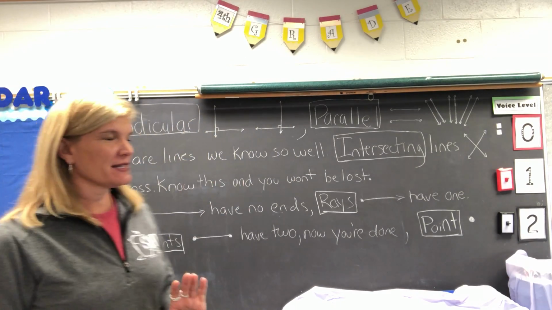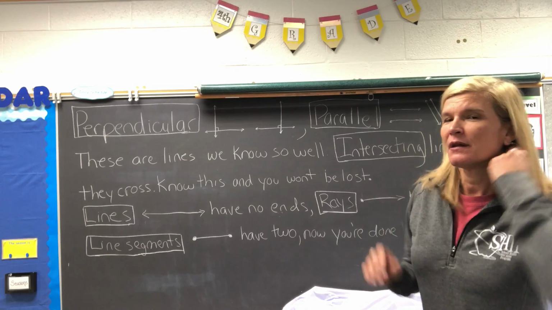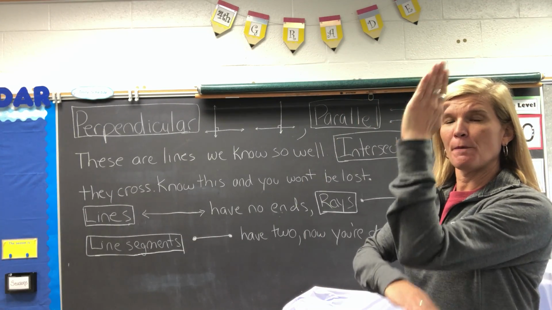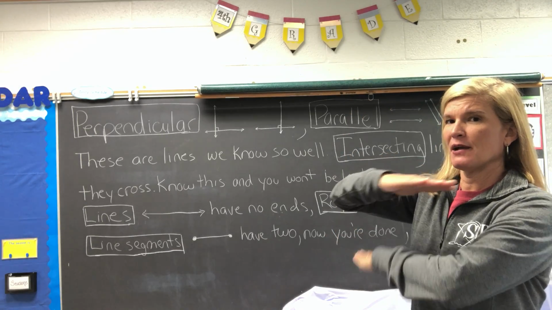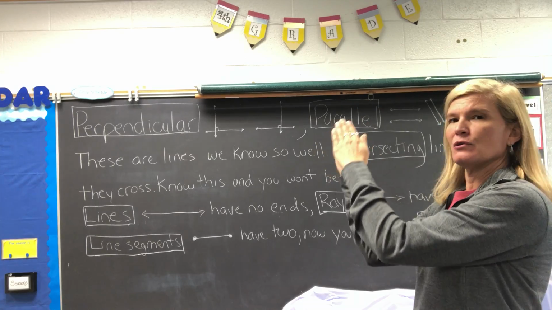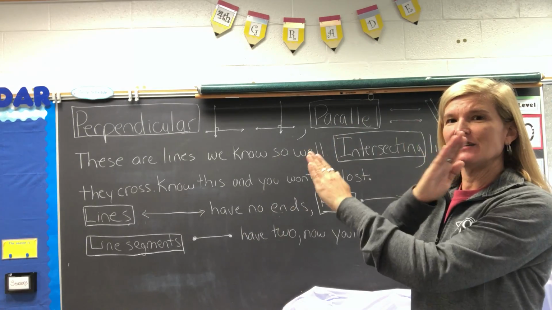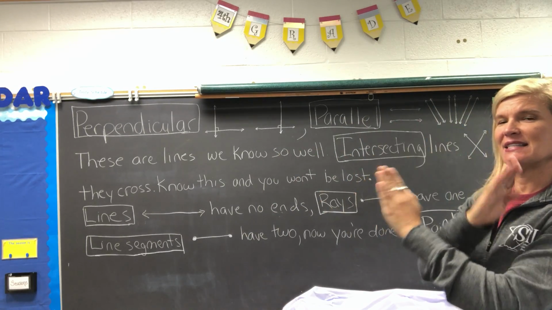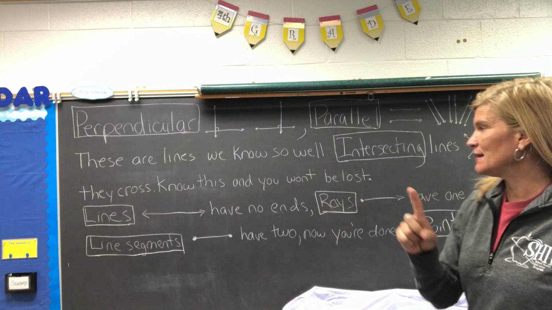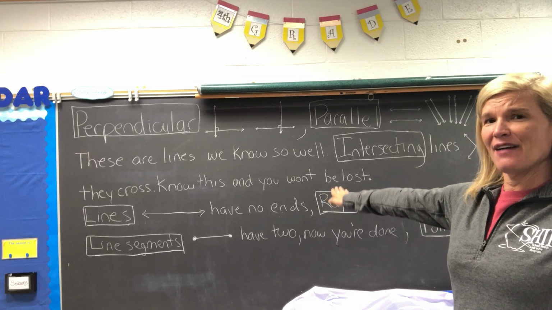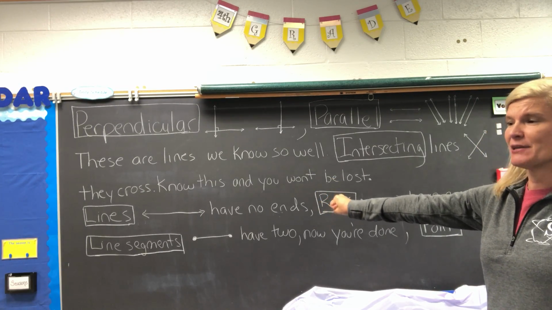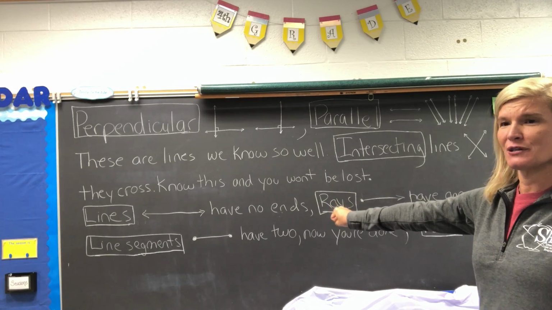And here it is. I'm going to try to stand a little to the side so you can see the words, if you need them. All right, so perpendicular is how it starts. It's perpendicular, parallel. These are lines we know so well. Intersecting lines they cross. Know this and you won't be lost. Lines have no ends, rays have one. Line segments have two. Now you're done. Point.